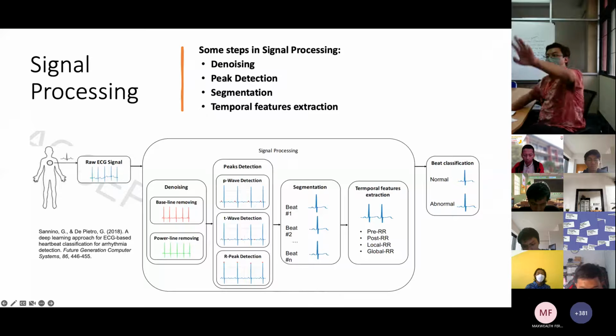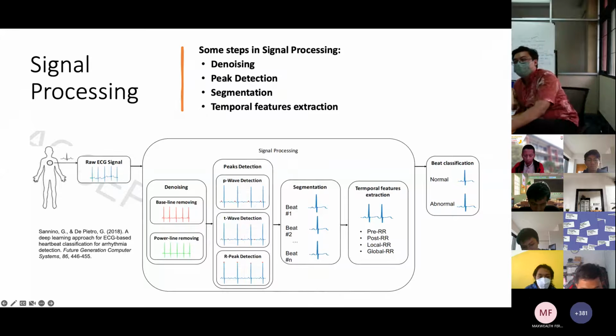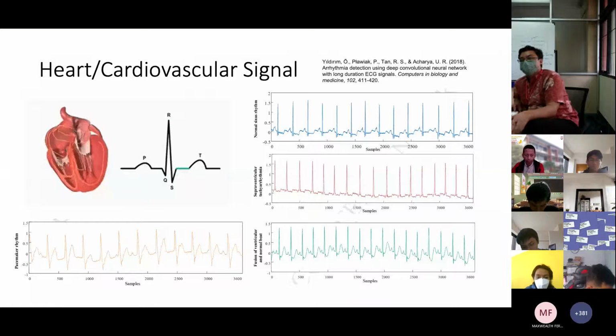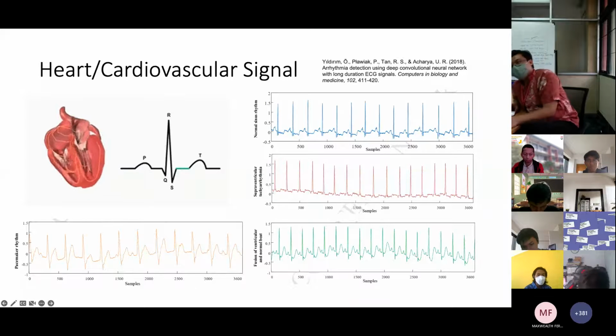Can you go back, Padana? What is the P, T? Go back to this one. So we see here that we have the P wave, the T wave, and the R wave. Can you go next, Padana? Sorry.